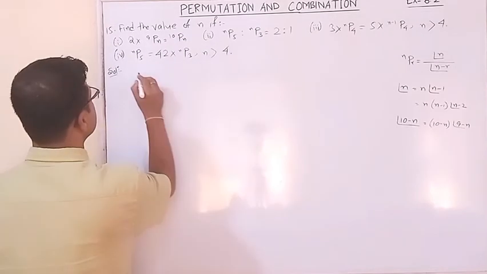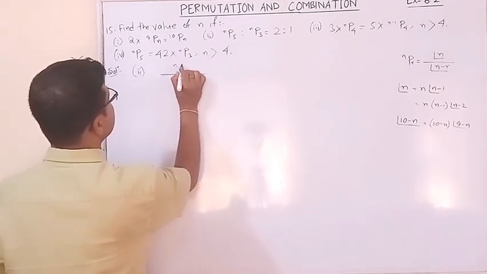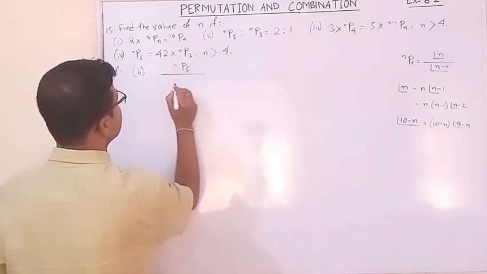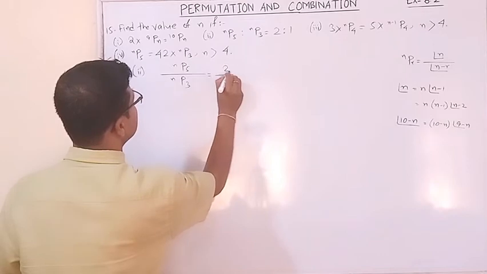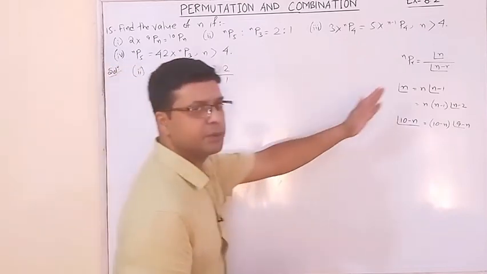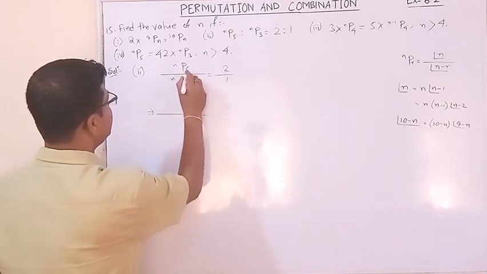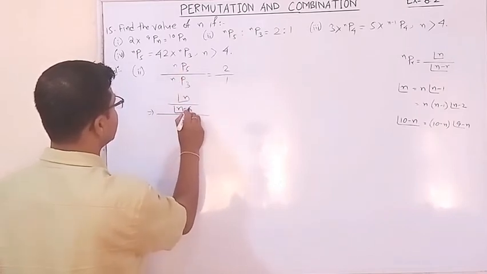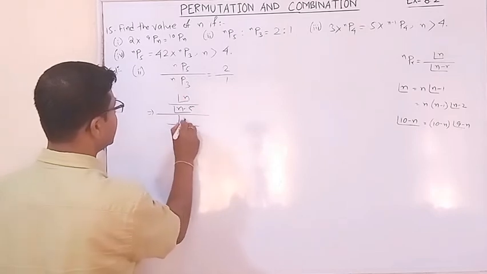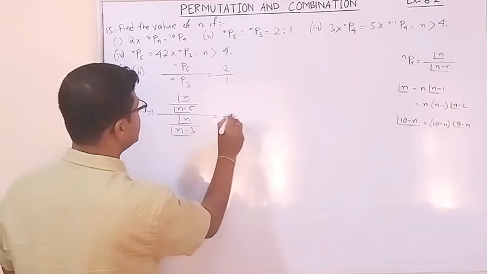Now in the second one, let us take the question. What is given? nP5 divided by nP3 is equal to 2 by 1, it is a ratio. Same concept we shall use. So this is nPr, so factorial n divided by factorial n minus 5, again factorial n divided by factorial n minus 3. So this is 2 by 1.